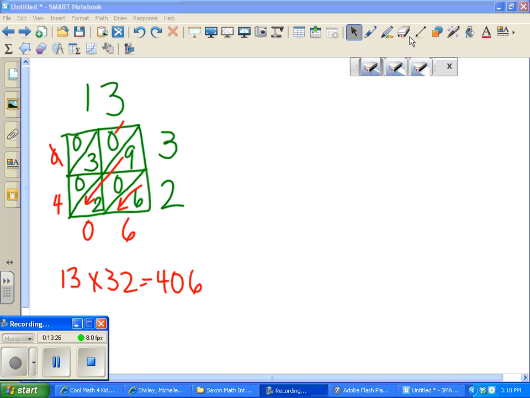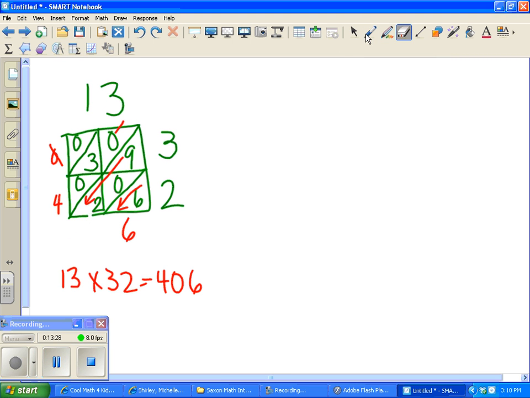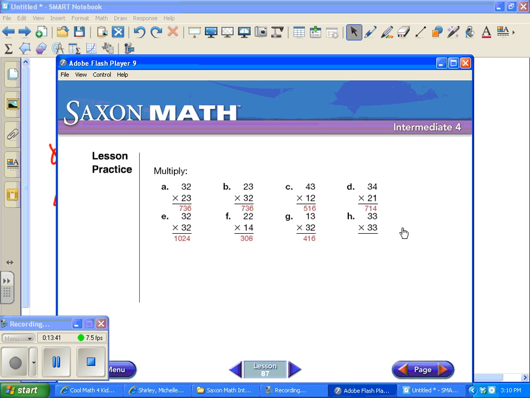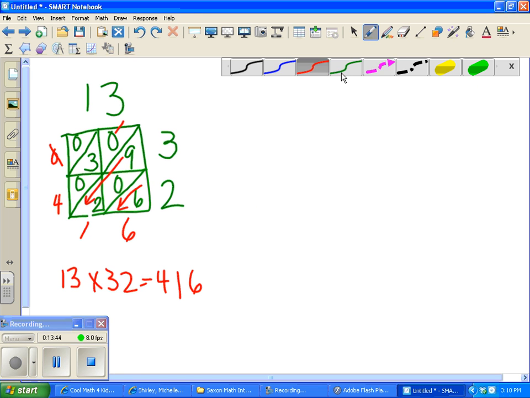No, I just wrote down the wrong answer here. I said 11. 9 plus 2 is 11. Why did I put a 0 there? So my final answer is 416. So see, even teachers can mess up every now and then. Please forgive me. 33 times 33.